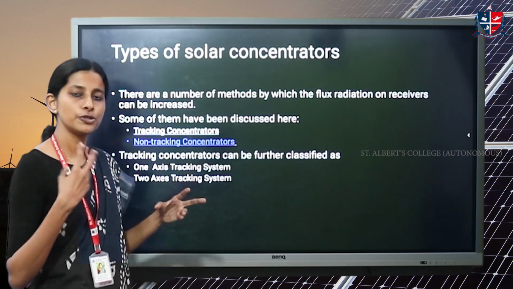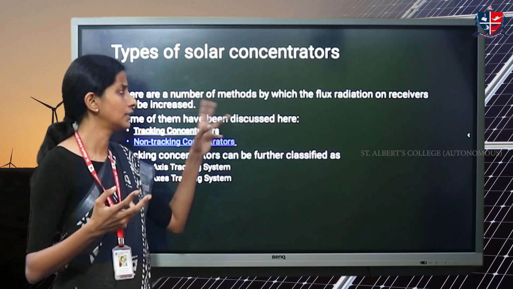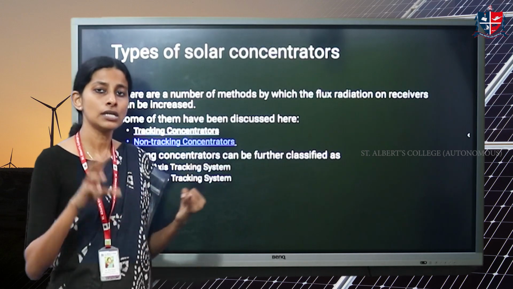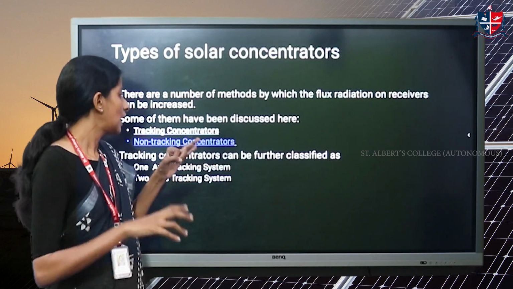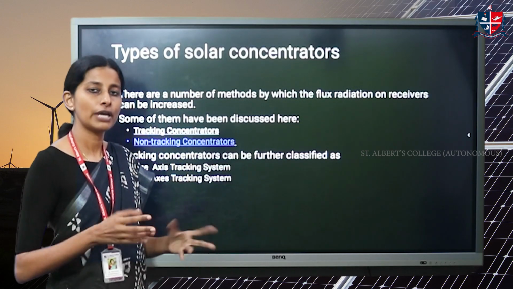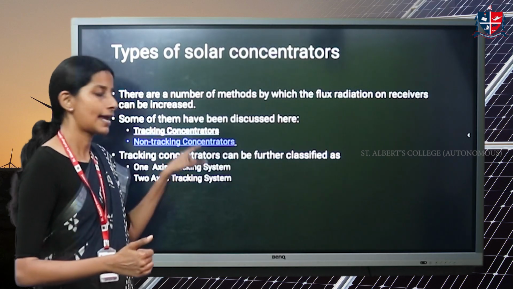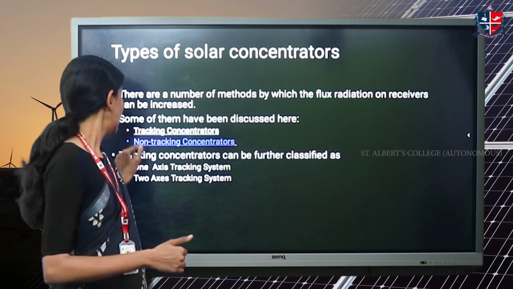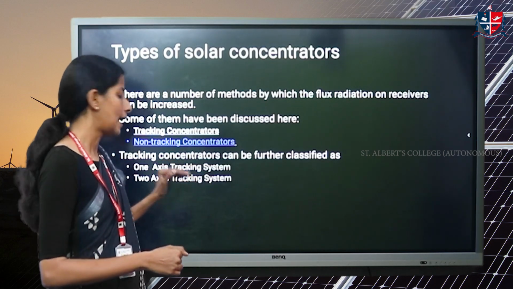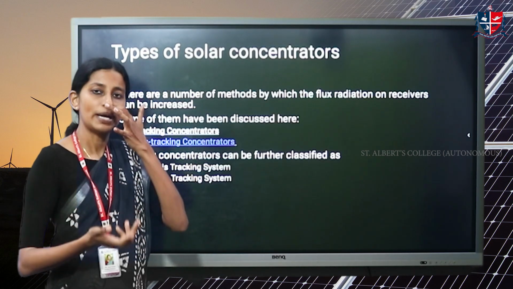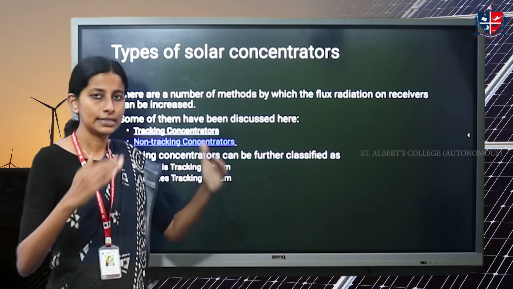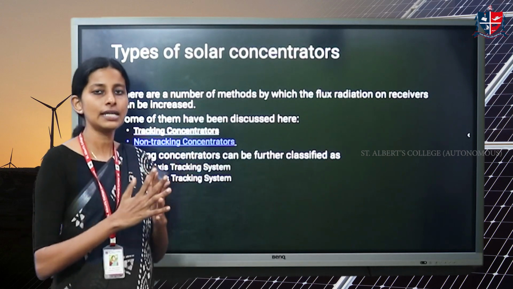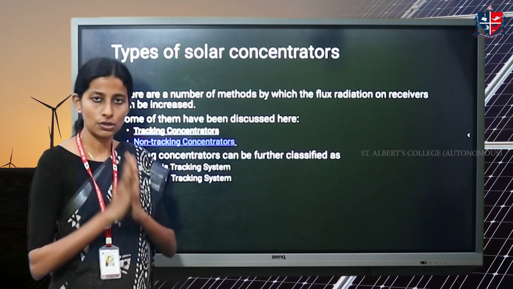Broadly, they are classified into two types. They are focus type and non-focus type. Okay, and in this focus type itself, we have again further two types, which is tracking and non-tracking. So we can say that tracking concentrators again has one axis tracking and two axis tracking. So it is little lengthy, it could be a little confusing, but understand in general we have a solar concentrator.